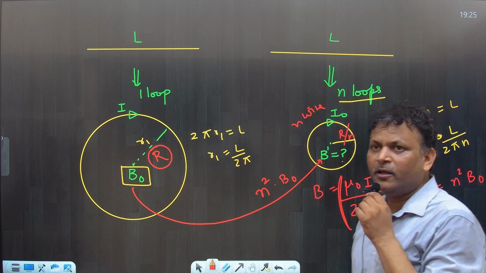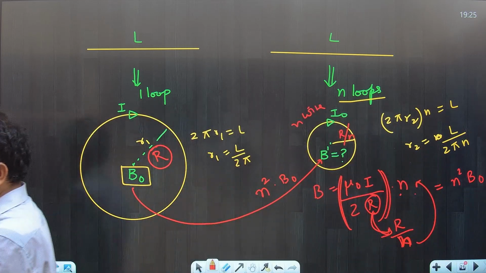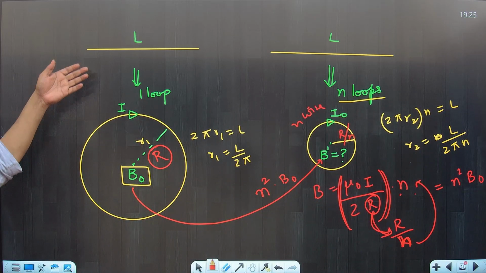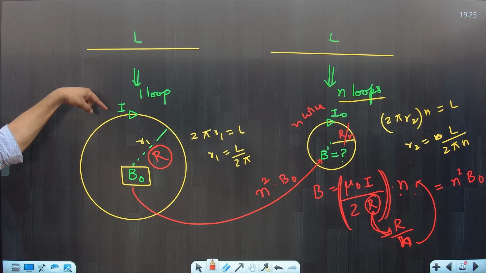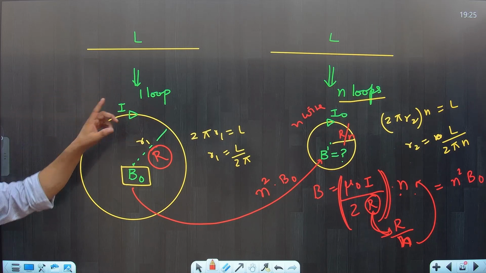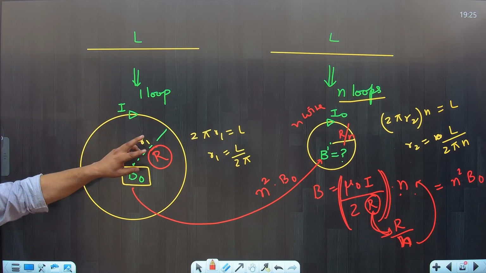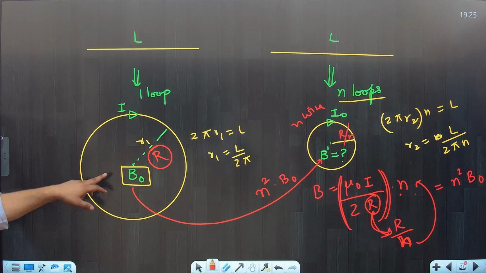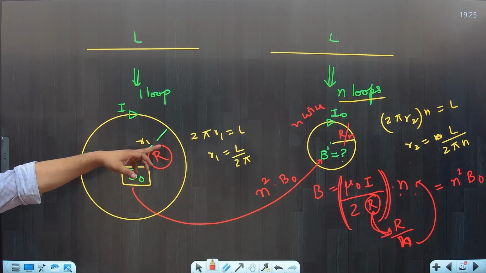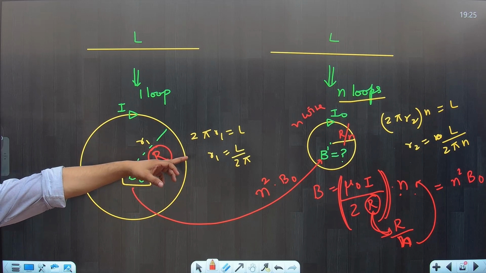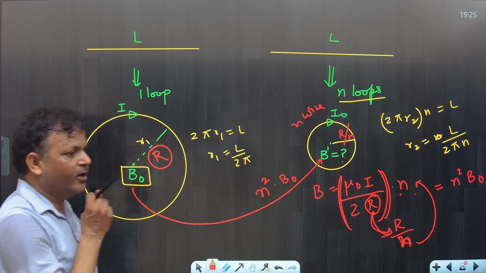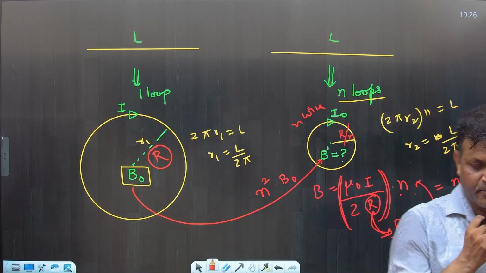So it was a very good problem. Whenever you are making a single loop from a wire, and you are making n loops, and the same current I is flowing in both, and magnetic field at center is b0, then magnetic field at that point will be n square b0, right? N square times that much b0.